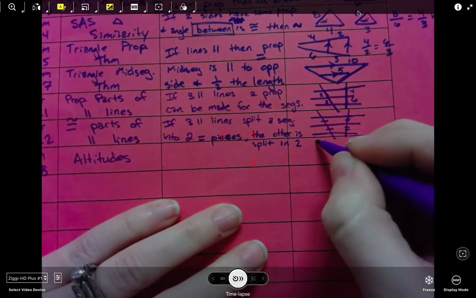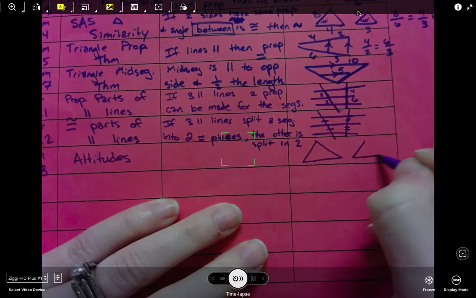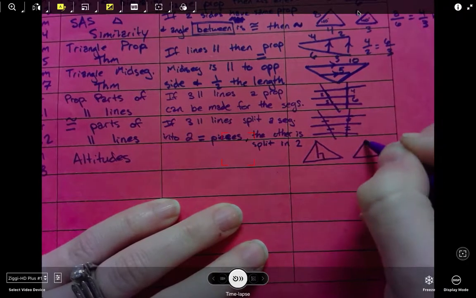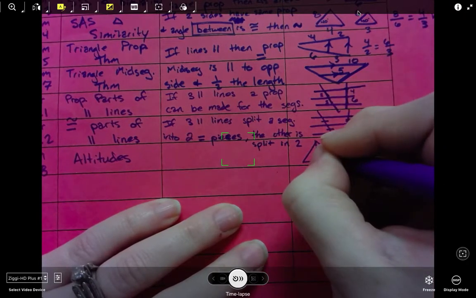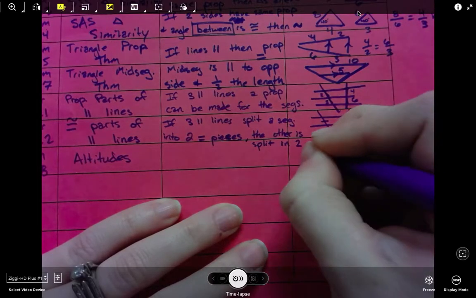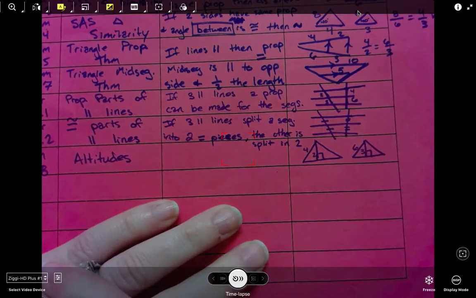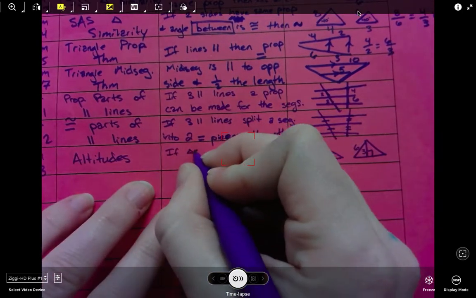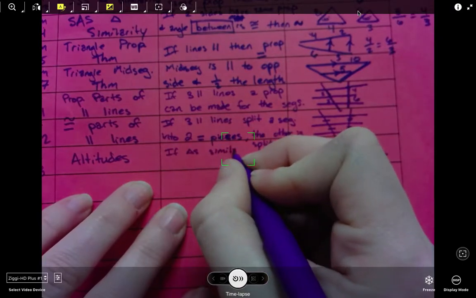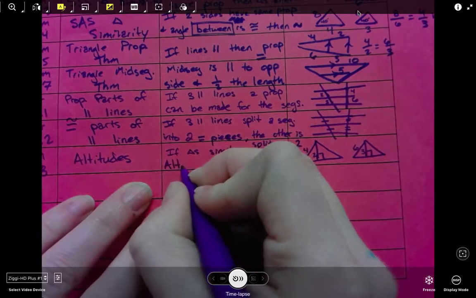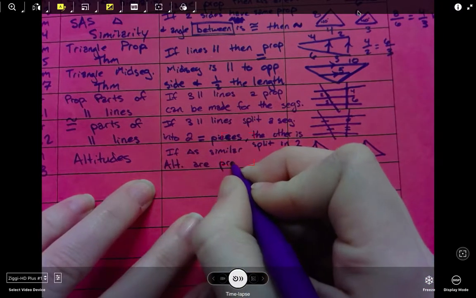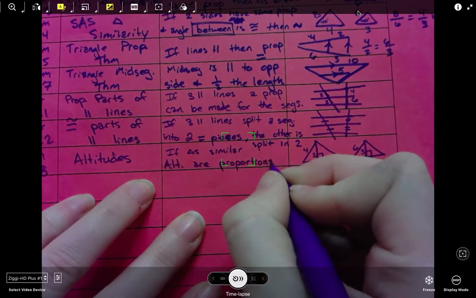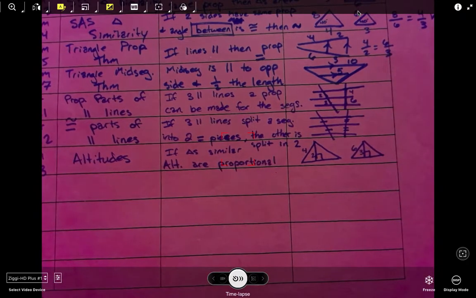All right, so here are my two triangles, and here's my altitude. So I'll say this is 2, this is 3, this is 4, this is 6. Those are all the numbers that I always use. So I'll just say if triangles similar, altitudes are proportional. If these two triangles are similar, the altitudes have the same proportion as what the sides do.